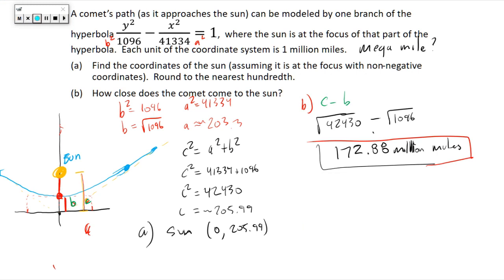That's it. Those are a bunch of application problems for hyperbolas. This shows you why they're relevant in real life. And again, supplement this video with some of the basic stuff about parabolas, ellipses, and hyperbolas. Okay, thank you for watching.